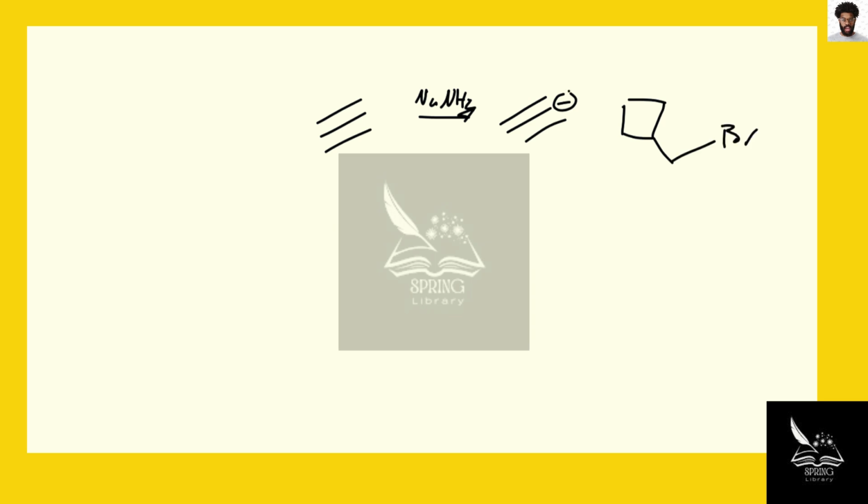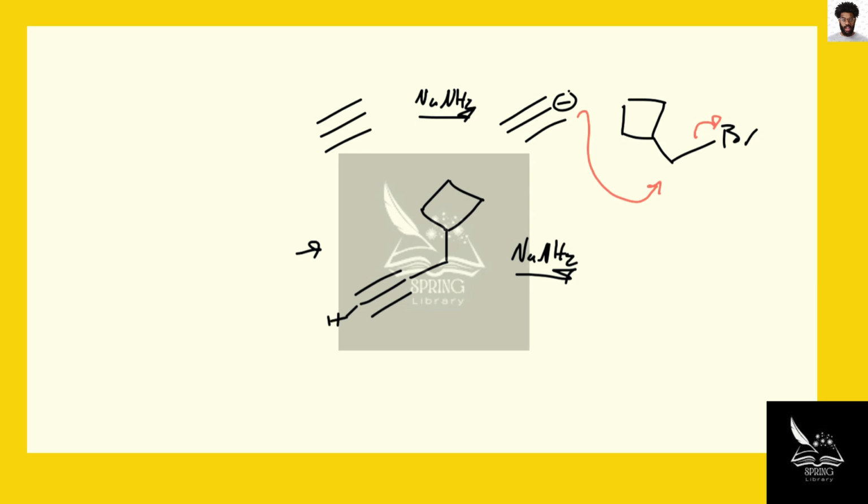Okay, so we expect then an SN2 reaction, kicking off the bromine, giving us now our no longer acetylene, our alkyne, right? With now this sort of cyclobutane attached. Okay, again, we're going to react it with sodium amide, which will now deprotonate the other side of the alkyne to give us, again, an alkynyl anion.